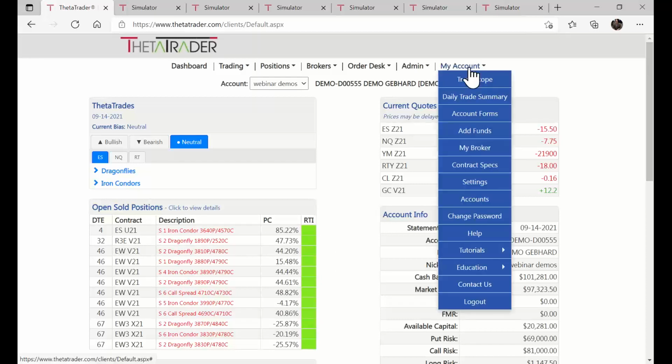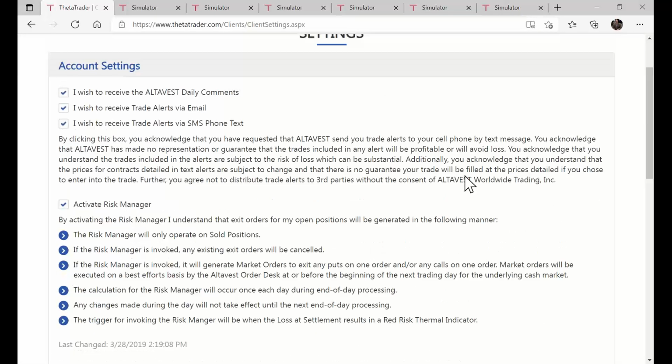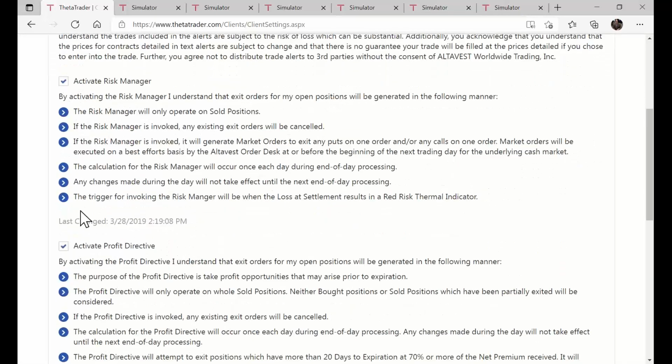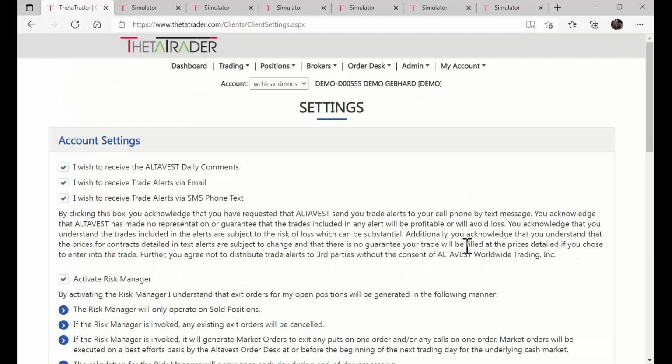And here's how you would set it up, folks. In your settings, you simply activate the risk manager, activate the profit directive, and then save your settings. And then Theta Trader will track everything for you, monitor the trade, and close out your positions automatically.